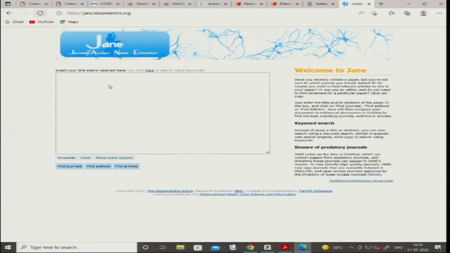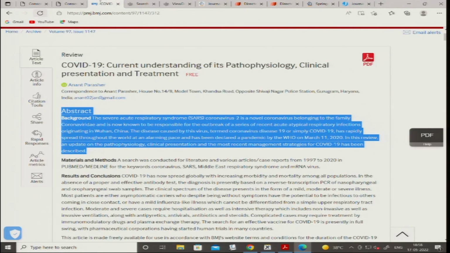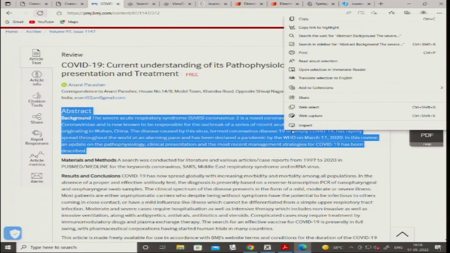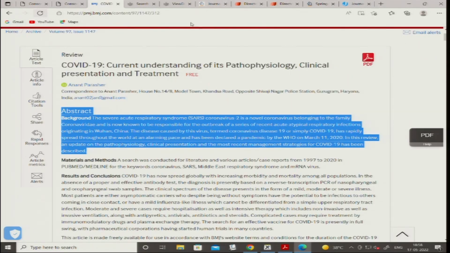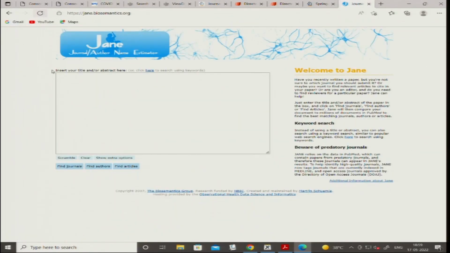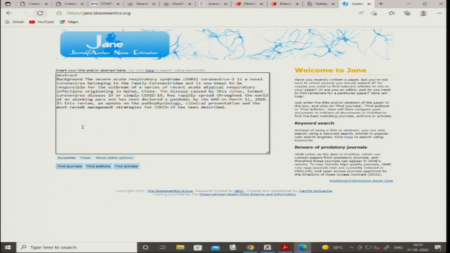So we can simply go here and copy the abstract. Any abstract you can choose. When you prepare your paper, you have a ready abstract for yourself. I'm just using this abstract for the teaching learning process, copying it over here. You have to paste the abstract you have prepared for publication. So now when you paste this abstract, the abstract has come. Then you click here, Find Journals.